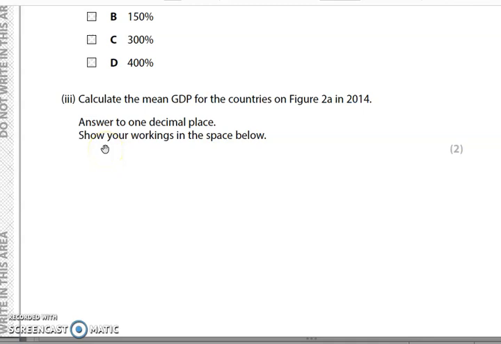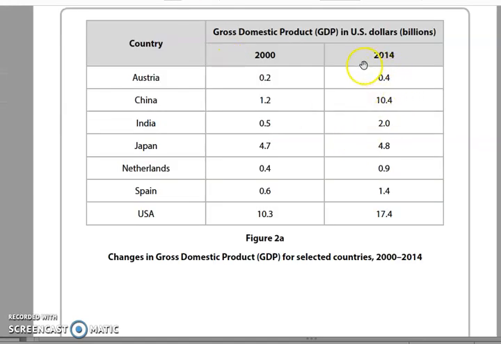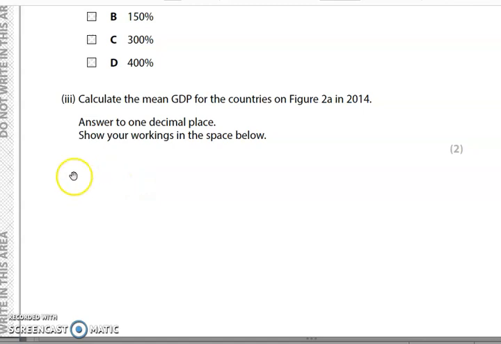So we know that to create a mean of a value, we have to add up all of the values in that column and then divide them by the number of those values. So here we would look at 2014, making sure we've got the right data set, add them all up and then divide them by 1, 2, 3, 4, 5, 6, 7. So add them up, divide them by 7. And you could just write total GDP divided by 7, and then write your answer, but make sure you round it.